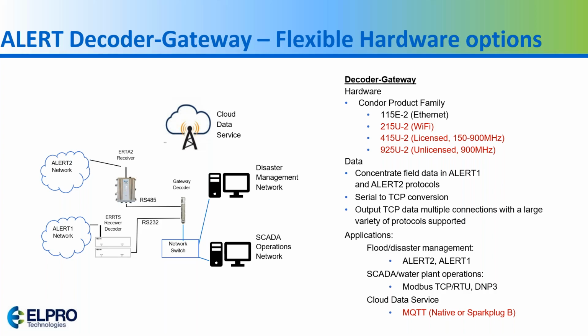So with the decoder, because the 115 E2 is within the Condor family, we're able to use this same decode firmware across our whole family. So we can use it on the 215, which is our Wi-Fi product, the 415, which is our license, and the 925, which is our unlicensed. It has the firmware in there to decode the ALERT2 protocol. So if you have an existing system and you want to add the ALERT2 to it, you can do that across the whole Condor family of products.